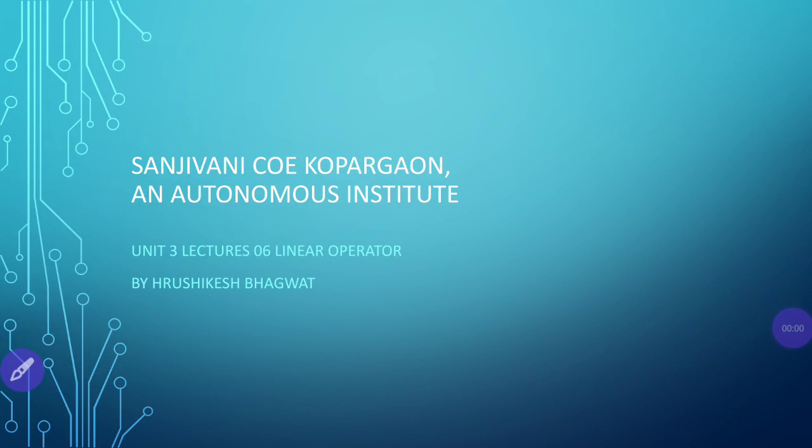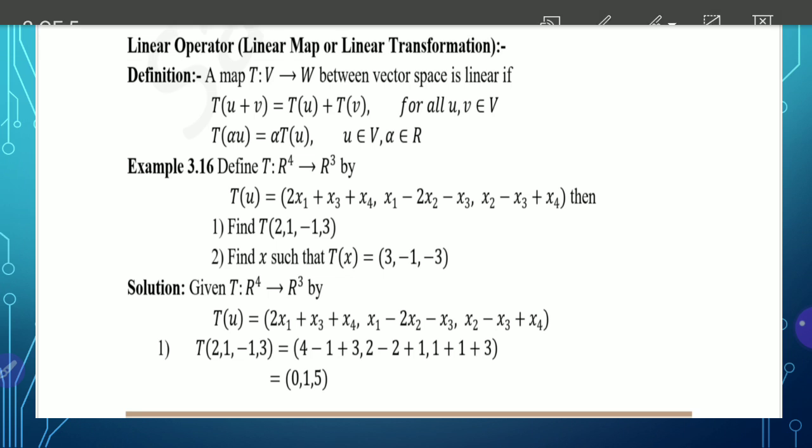Hi everyone, welcome to lecture number 6 of unit number 3, vector spaces and linear product spaces. In this lecture, we'll cover the last part of unit number 3, that is linear operator. So very first we'll discuss the definition of linear operator, and then we'll take some examples based on it.